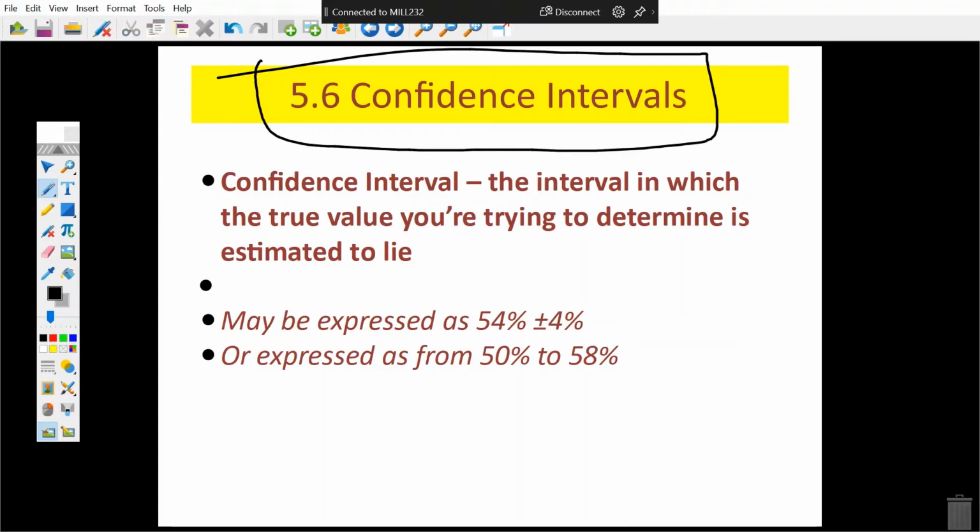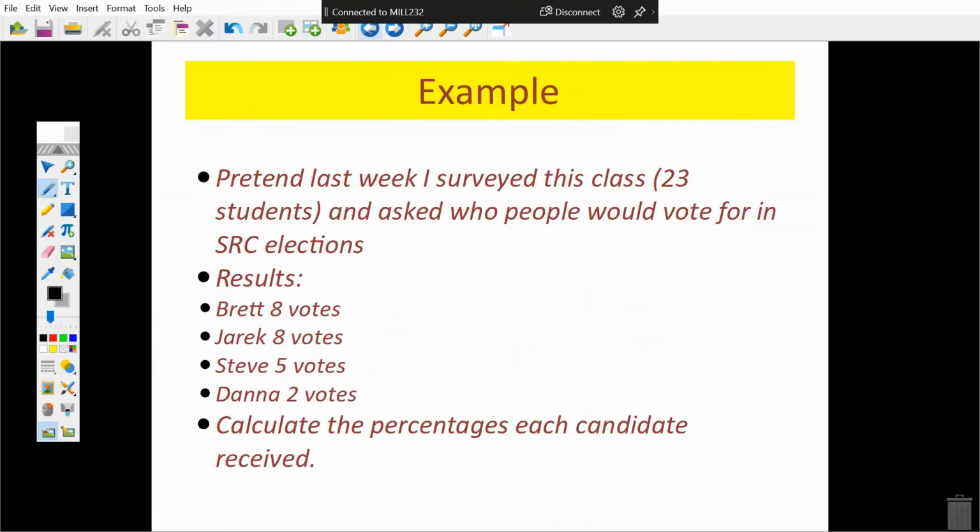Now, confidence intervals are the interval in which the true value you're trying to determine is estimated to lie. Confidence intervals can be expressed in a number of ways. They could be expressed as 54 plus or minus 4%, or sometimes they give you the interval, which would be 50 to 58%. Okay? I'm just going to click back a couple slides here and show you some of this stuff.